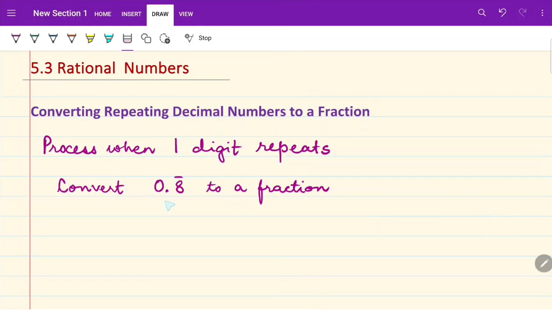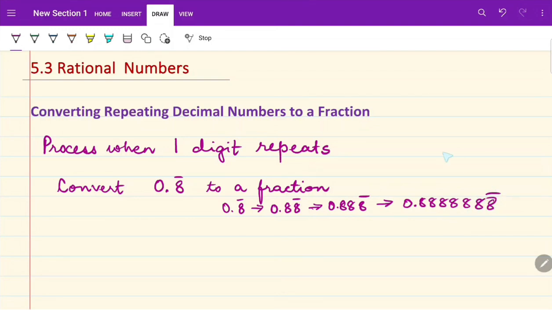We'll start, however, with an example where one digit repeats. I've picked this value here, 0.8 bar. This bar over the 8 tells us that this is a repeating decimal. That means the digit 8 after the decimal keeps repeating interminably. So 0.8 bar can be written in different ways: 0.88 bar, 0.888 bar, or even 0.88888 bar. They all mean the same thing. All these numbers refer back to 0.8 bar.